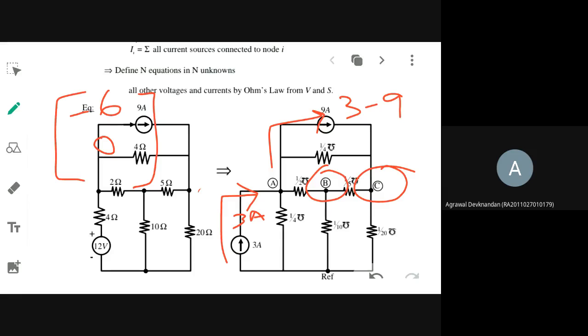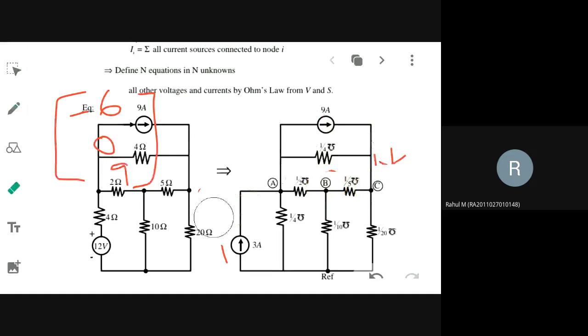Ma'am, I don't understand why 9. Why 9? An ammeter is connected, and this current is entering, no? 9 ampere is entering, no? Yes, ma'am. Okay, then we are done with the I matrix.